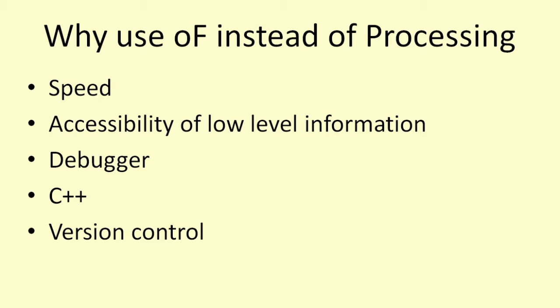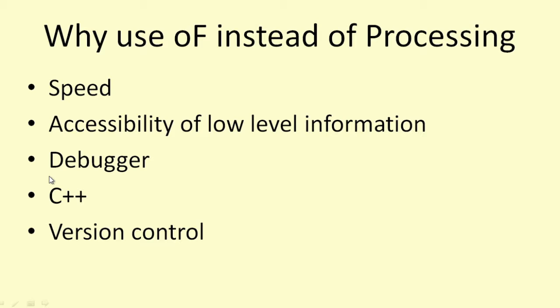Why you would use it instead of Processing, so because it's written in C and it compiles down to machine code, it's faster. Java is getting better, but it's still interpreted code, so it's never going to quite be as fast as raw machine code. You have accessibility to low-level information. So with pointers and stuff like that, you can do some pretty cool stuff. However, you're asking for trouble if you do that. So maybe when you feel comfortable with pointers, you can start doing stuff like that.